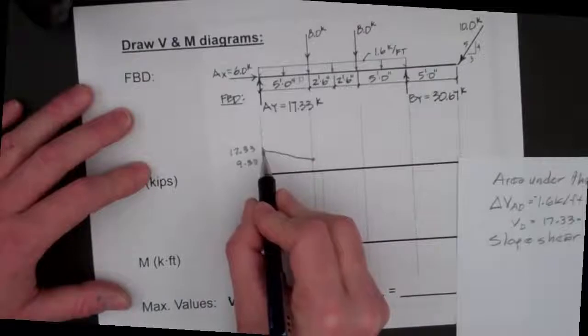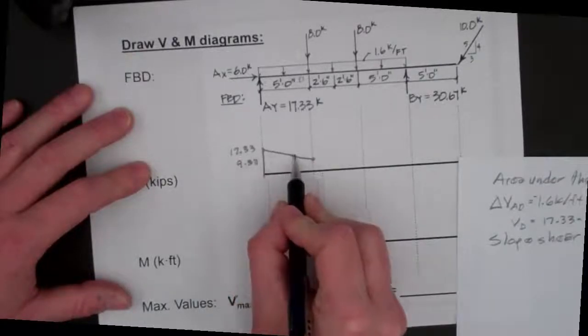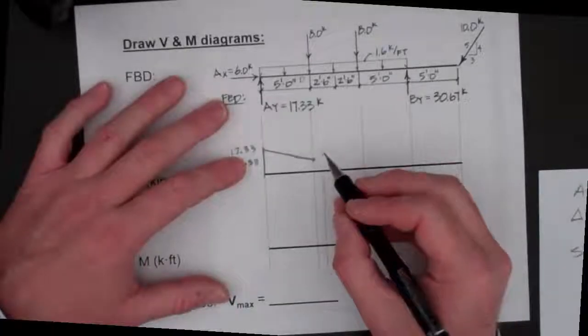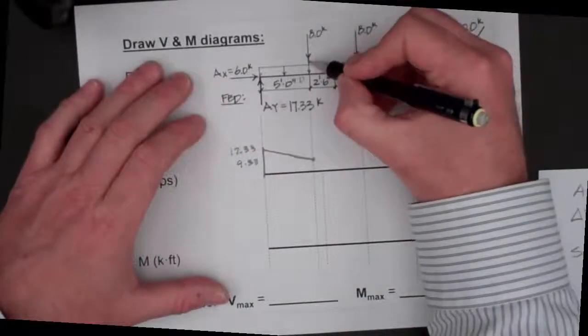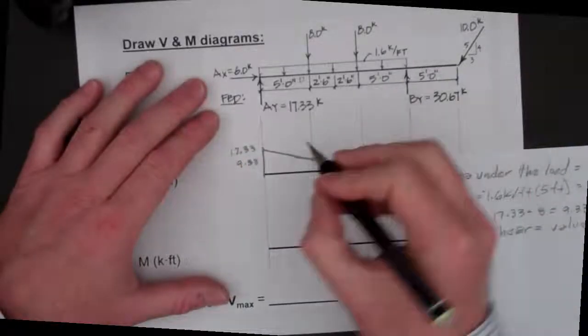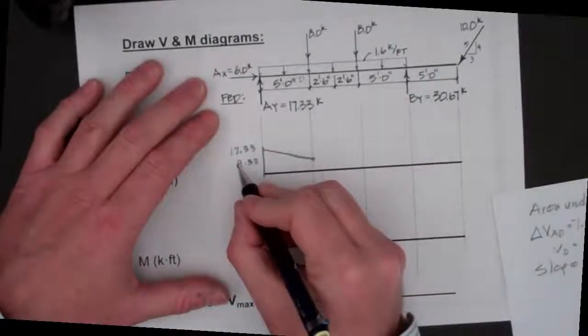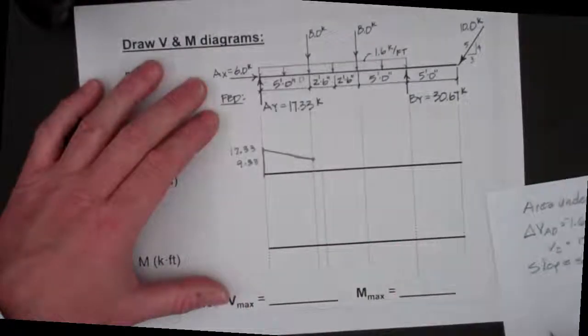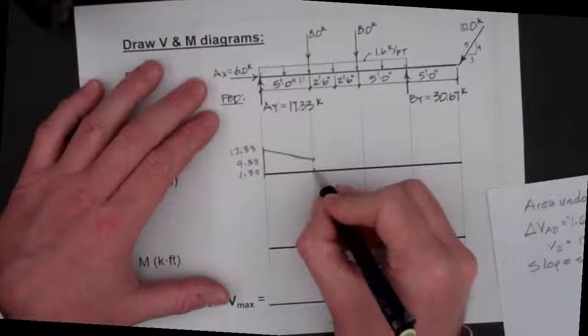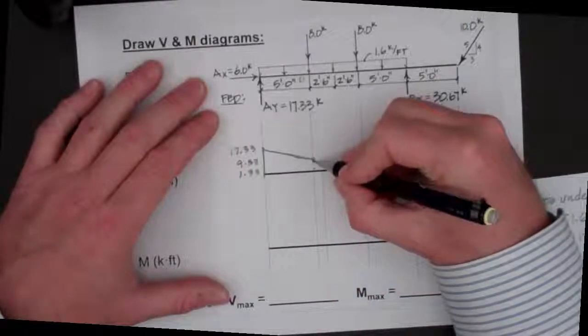And now, from here, we're going to note that we have an 8 kip load that is applied directly at point D. So at point D, we'll drop from 9.33 kips minus 8 to get to 1.33 kips here. So we're just going to drop down.